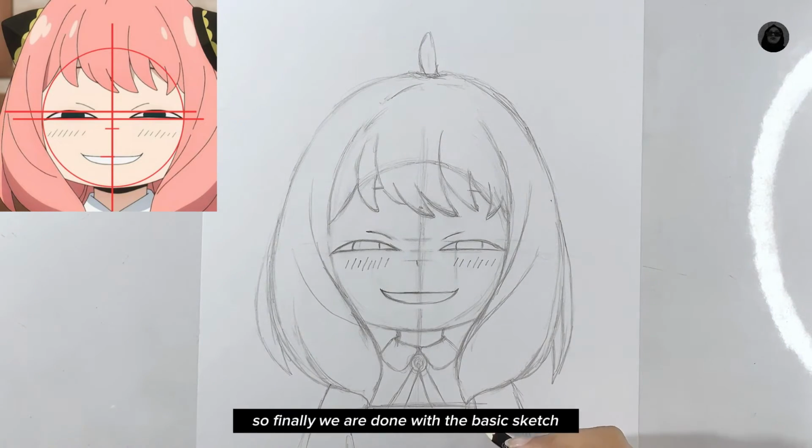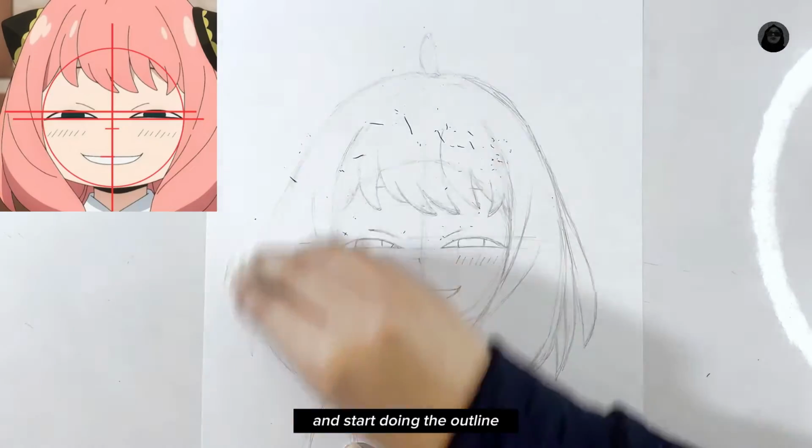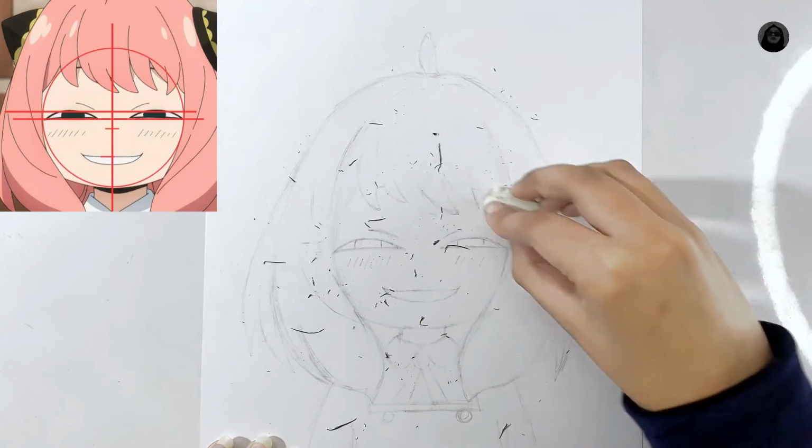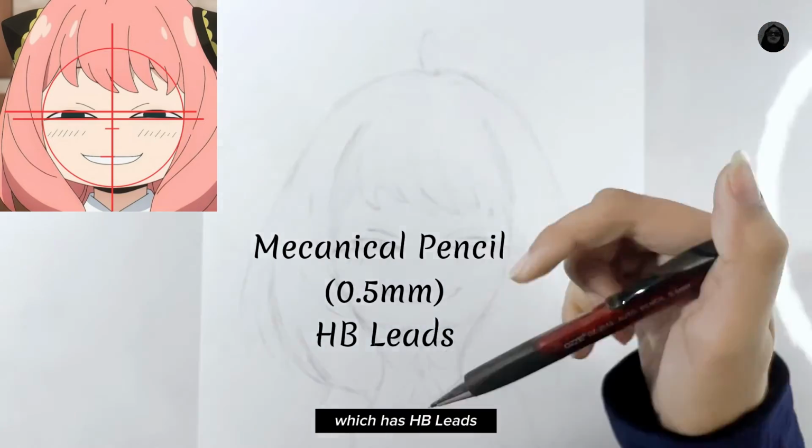So finally we are done with the basic sketch, and now let's remove it a little bit and start doing the outline. And here I'm using this mechanical pencil which has HB leads.